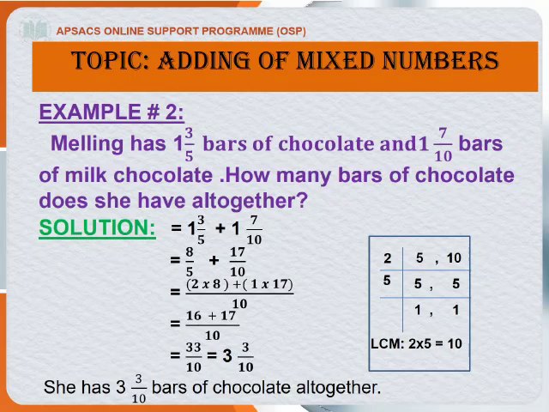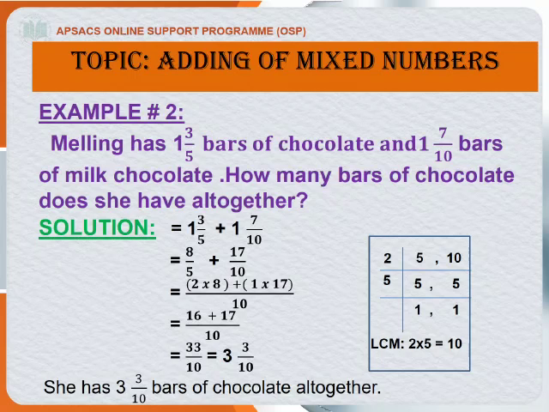Write 5 and 10 in the table. Take the table of 2. 5 cannot be divided by 2. Write 5 the same and 2 5s are 10. Now next we take the table of 5. 5 ones are 5. 5 ones are 5. Now 2 multiply 5 equal to 10. This is our LCM. Write it in the denominator.